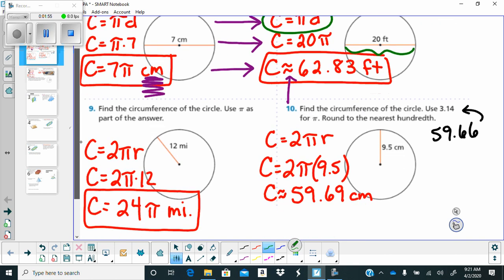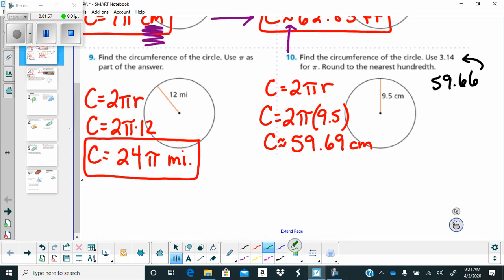Look at number 9. Check number 9. 24 pi, make sure that you labeled your answer miles. Remember, area is miles squared because that's what's inside. What we just found was the circumference. The circumference is all the way around the circle if I were to measure it. And then look at number 10.